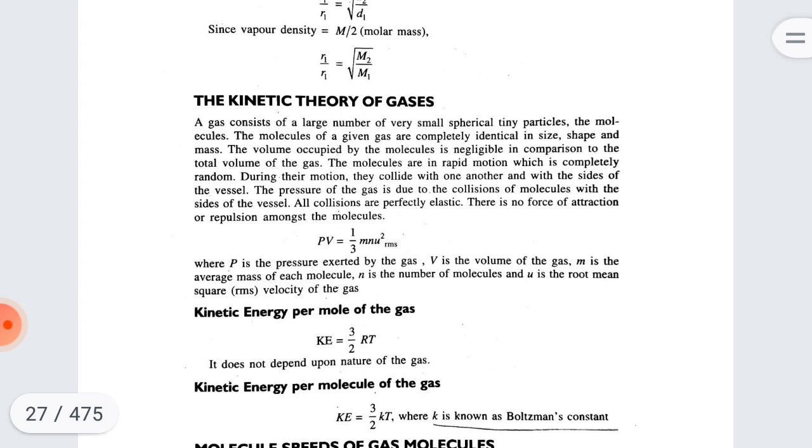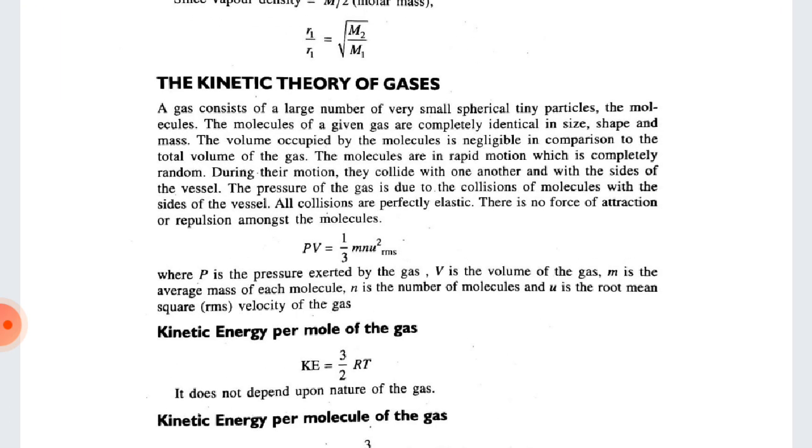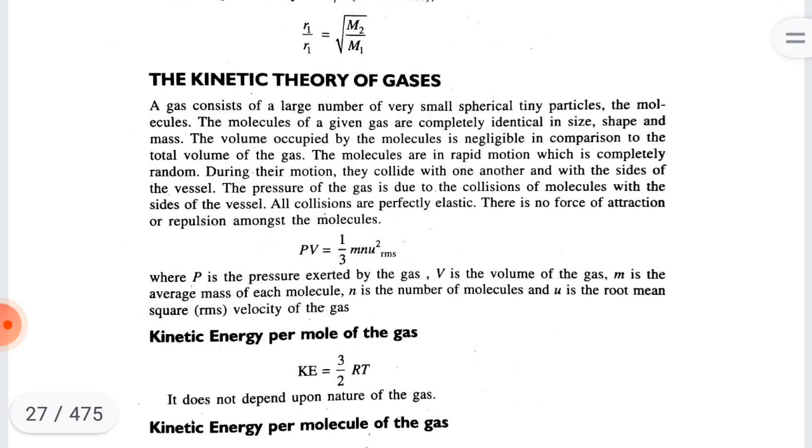The kinetic theory of gases. The gas consists of a large number of very small spherical tiny particles. The molecules of a given gas are completely identical in size, shape, and mass. The volume occupied by the gas molecules is negligible in comparison to the total volume of the gas. The molecules are in rapid motion, which is completely random. During their motion, they collide with one another and with the sides of the vessel.